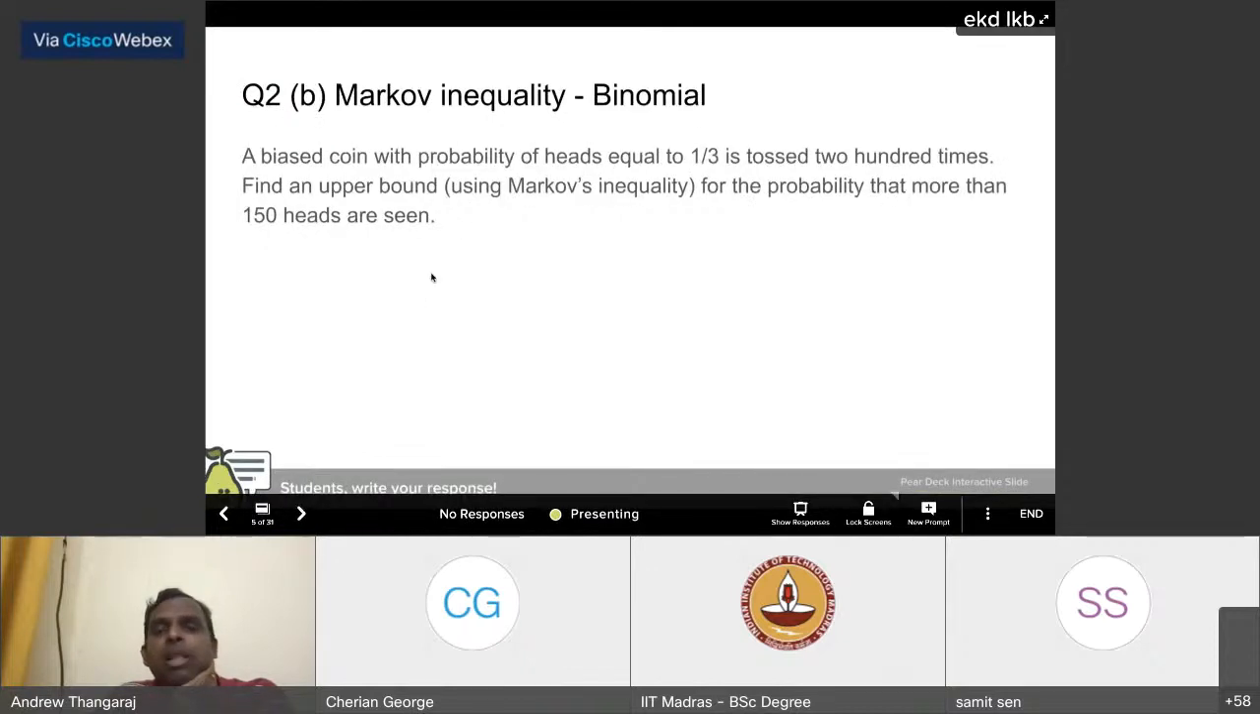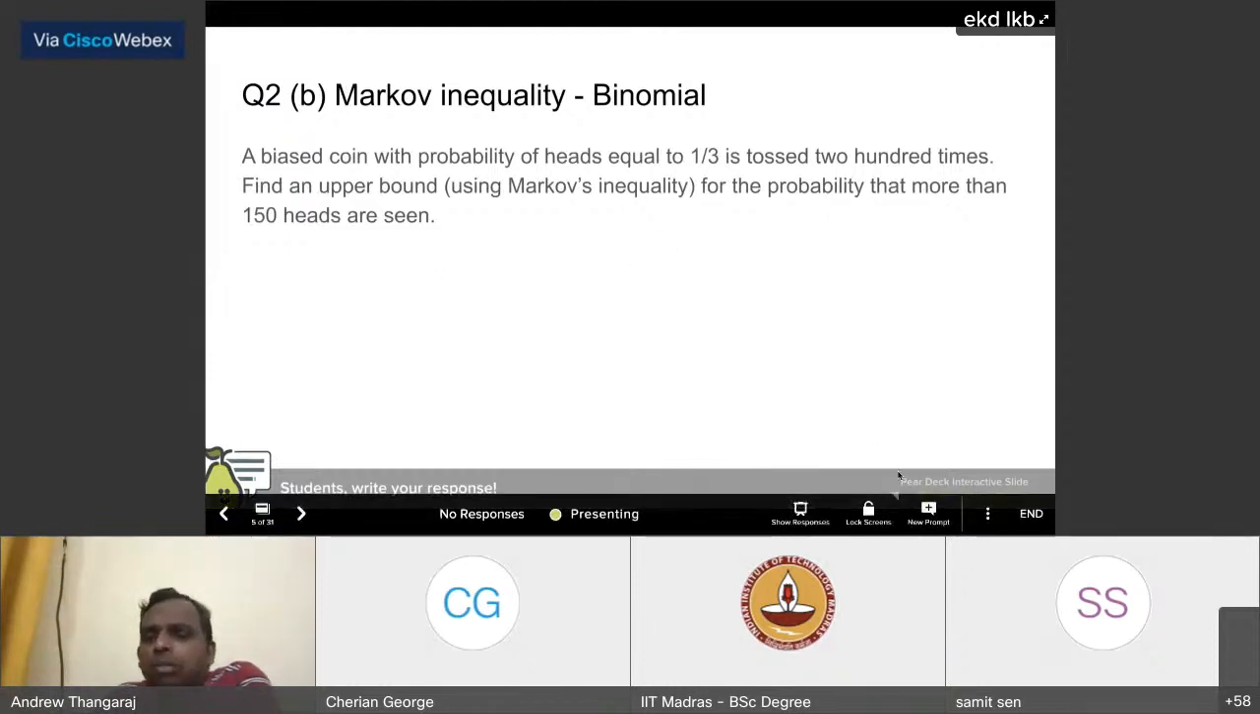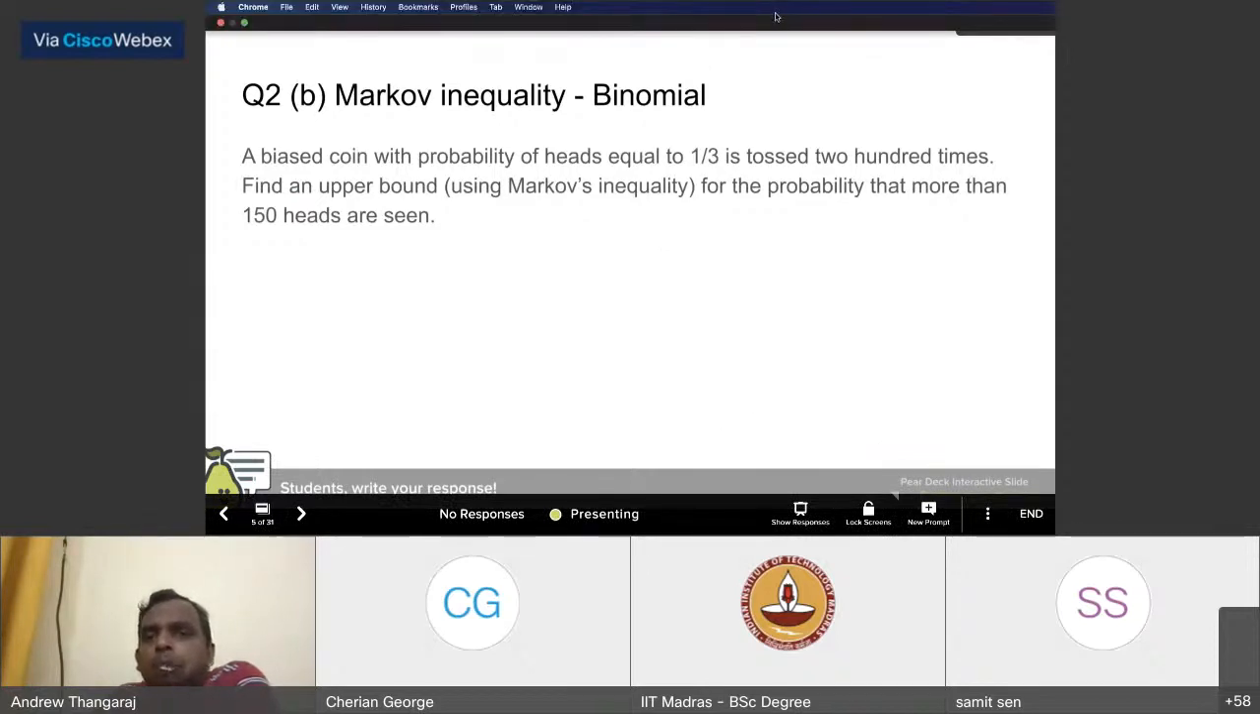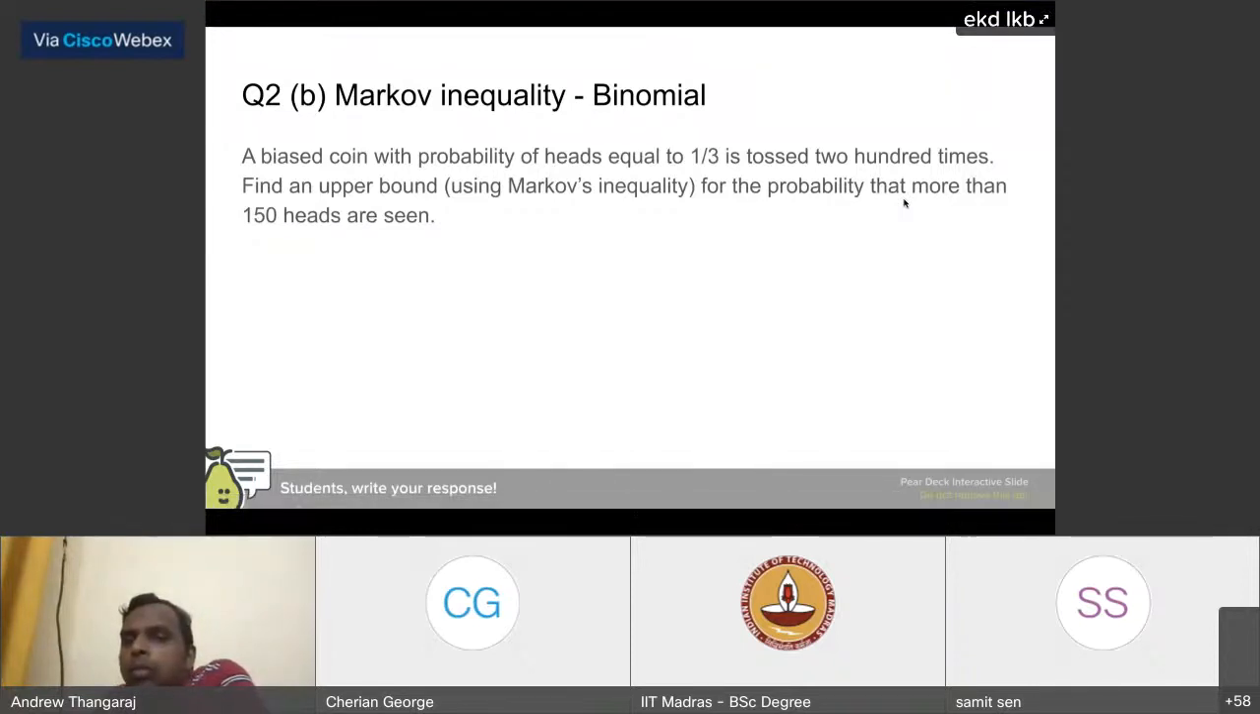Again, a binomial, a very small variation. There's nothing more to it. So there's a question on chat. Let me take a look at it. Anupam is asking that it can turn out that the Markov inequality will give this ridiculous answer that the upper bound is greater than 1. In that case, you can simply say it's less than 1, right?